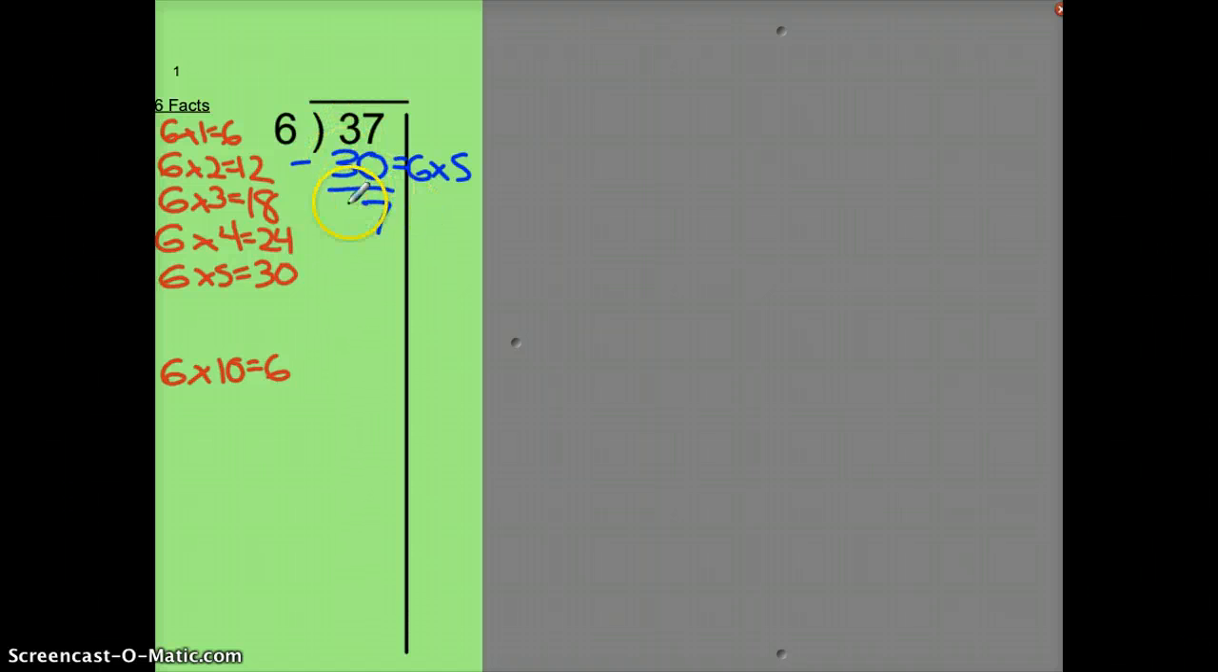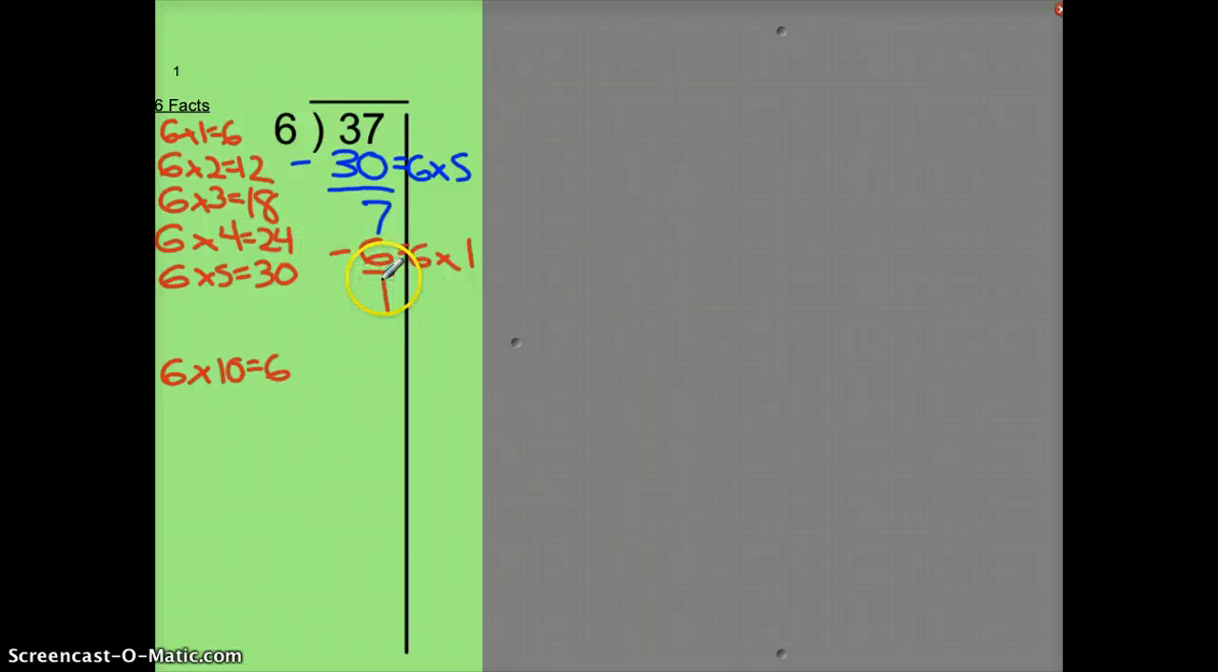Now this 7 is telling me I still have enough to make one more group of 6 because what's left here, my difference, is still greater than my divisor. So I can still make another group of 6. And I can make exactly one group of 6. So we'll do 6 times 1 equals 6. 7 minus 6 is 1.